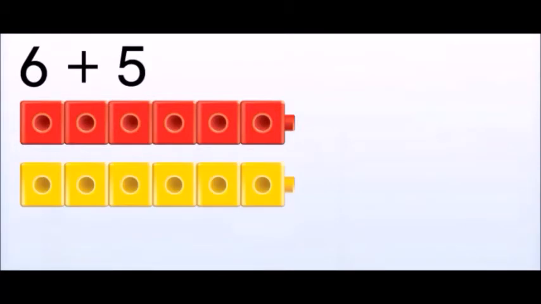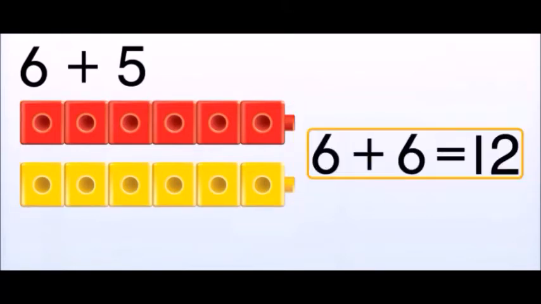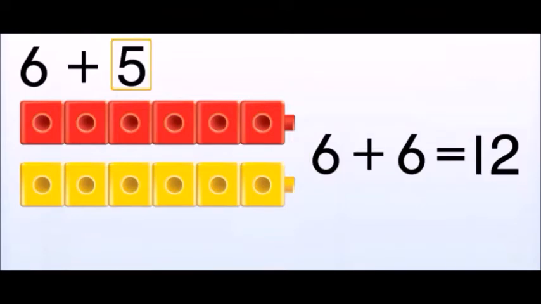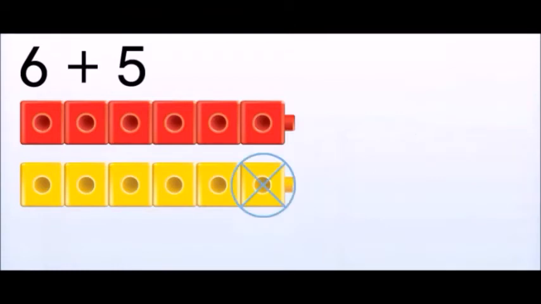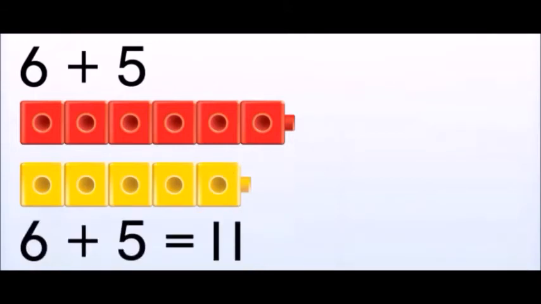The second model shows also 6 cubes. So this model shows 6 doubled. This is the double fact 6 plus 6 equals 12. But we only need 5. Let's cross away one cube train from the second model. So 6 plus 5 is 1 less than 6 plus 6. What is 6 plus 5 then?